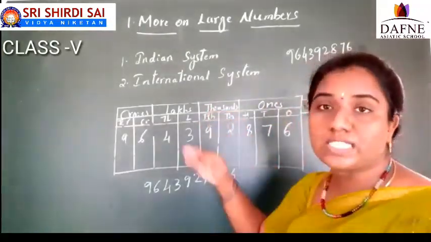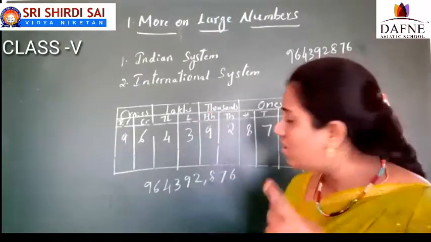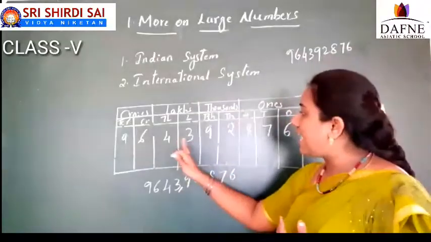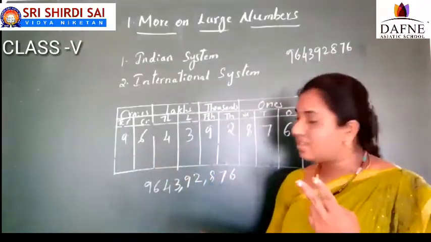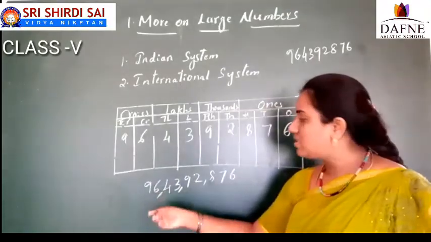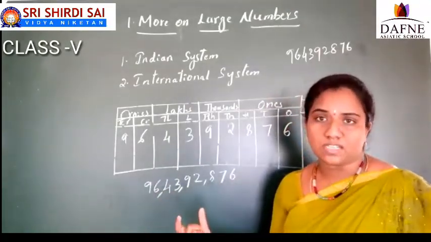Thousands period. Thousands period is divided into how many place values? 2. So after those 2 numbers you have to place the comma. And the next one, lakhs period, is divided into 2 place values again. So after 2 numbers you have to place the comma. And the last one is the crores period. So now have you understood how to place the commas also?